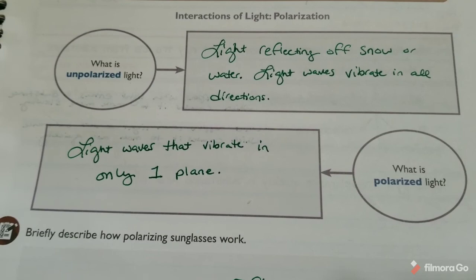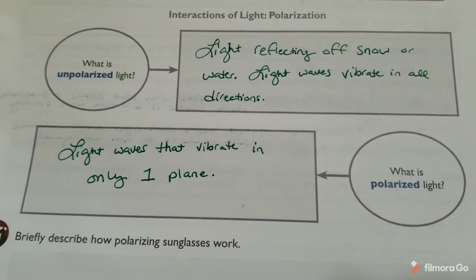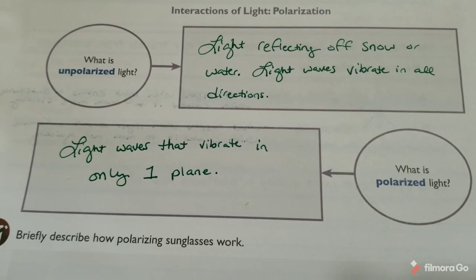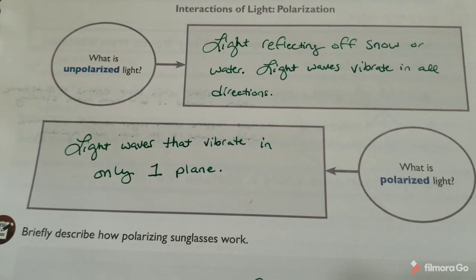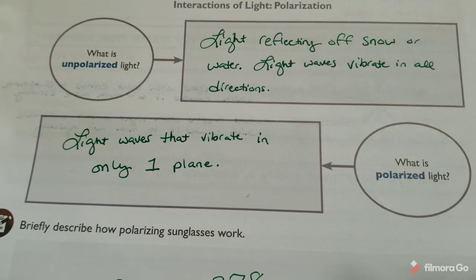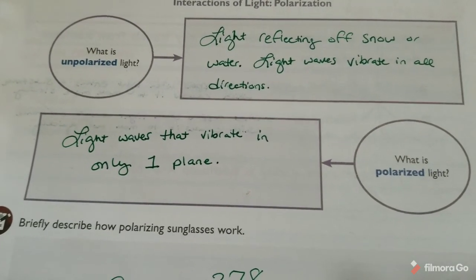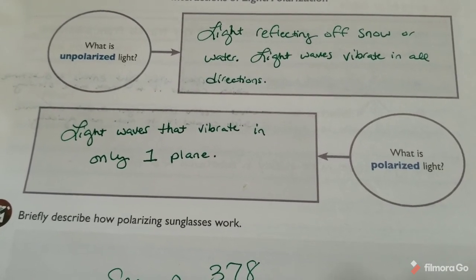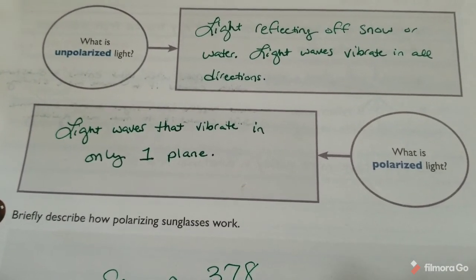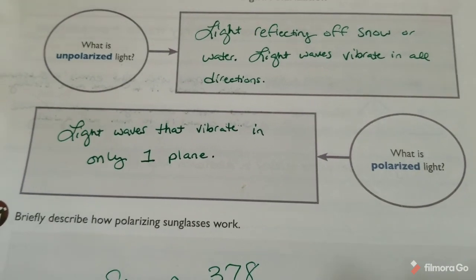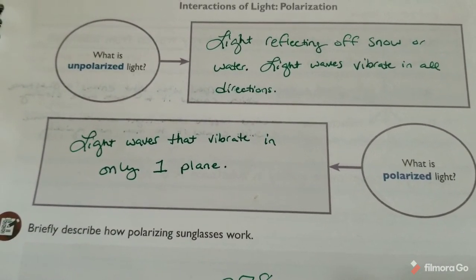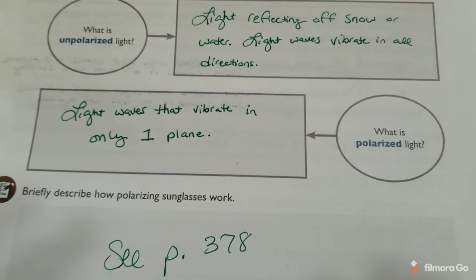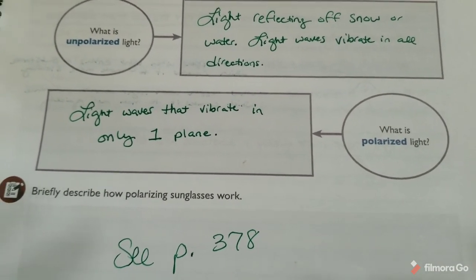All right, so what is unpolarized light? That is light reflecting off of snow or water, like totally blinding you. It's when the light waves vibrate in all directions and you think, whoa, I need sunglasses. Have you ever been on top of a snowy mountain and you're like, I need sunglasses, this is killing my eyes. Well, you don't just need any old sunglasses. You want polarized sunglasses. And so they show us some pretty cool pictures of that. Polarized light is light waves that vibrate in only one plane.